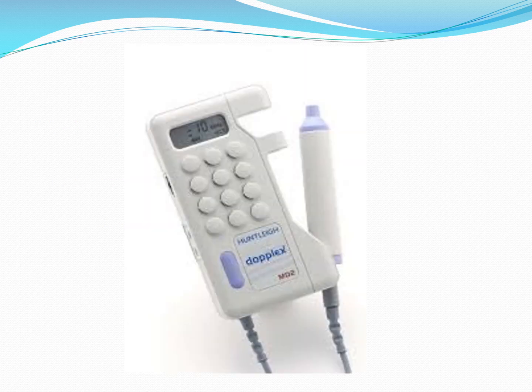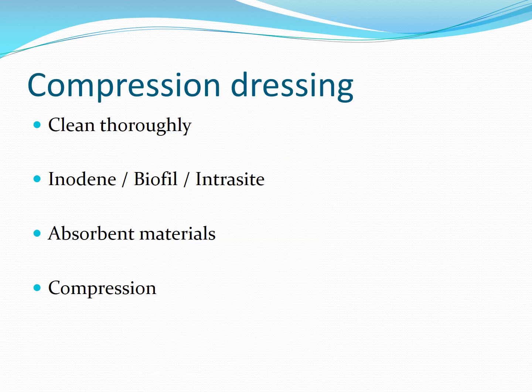This is a picture of a handheld Doppler, which is available in most of the wards nowadays. This can be used to assess your varicose veins, and you can also use it to check the ankle brachial index. Then you start applying the compression dressing.